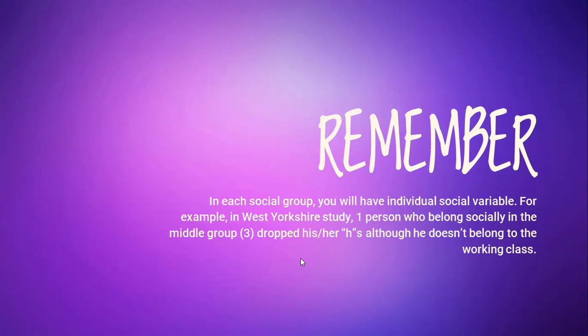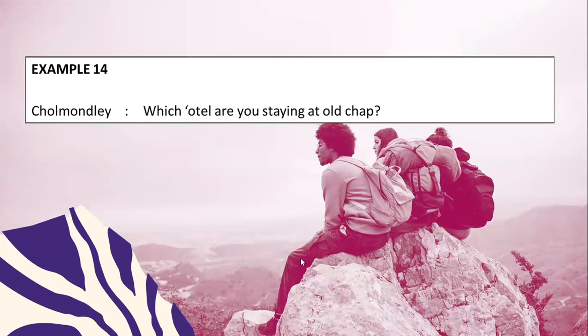So we need to remember that in each social group you will have individual variation. Not everyone in a social group speaks the same. For example, in the West Yorkshire study, one person who belongs socially to the middle group, group 3, dropped his or her H, although he doesn't belong to the working class. So again, we look at the frequency instead of absolute patterns.